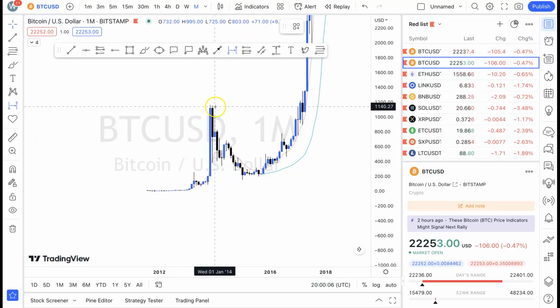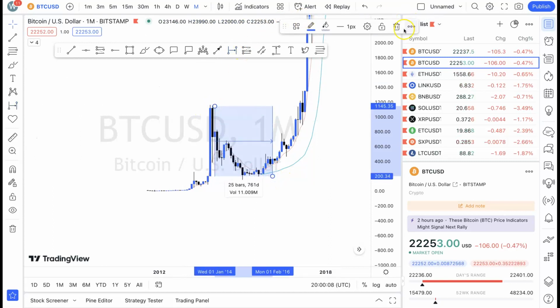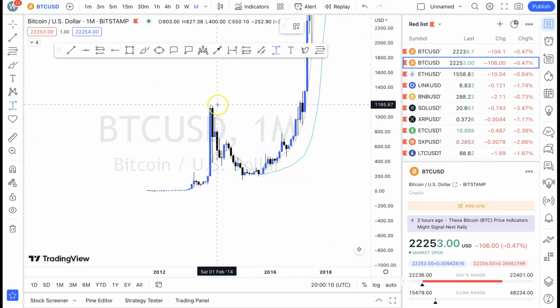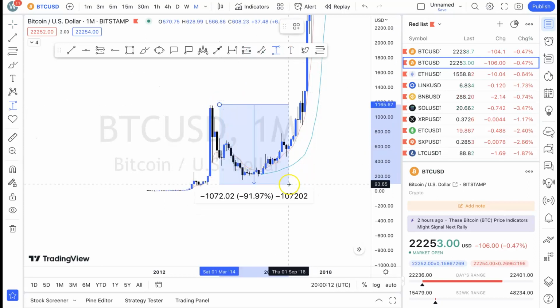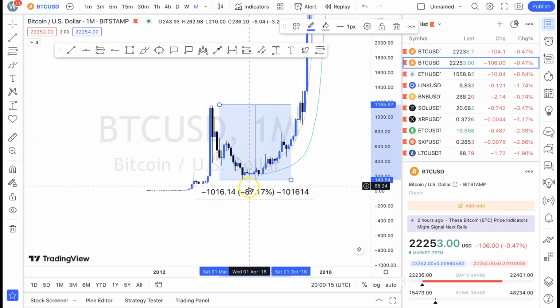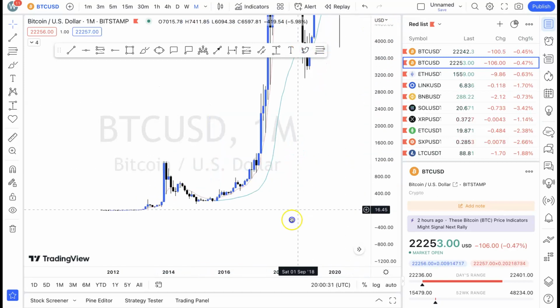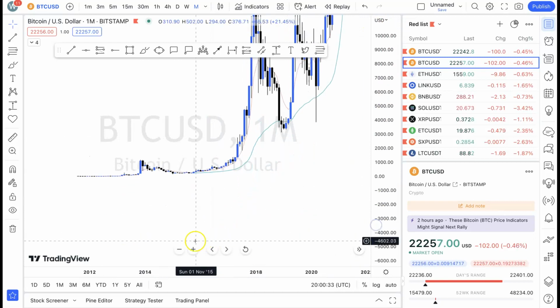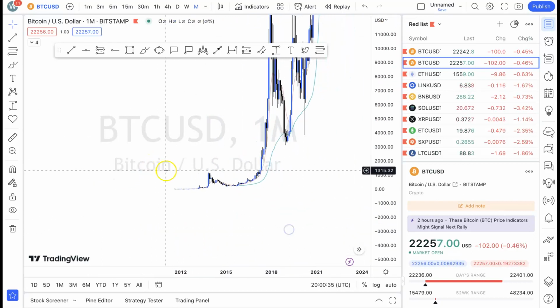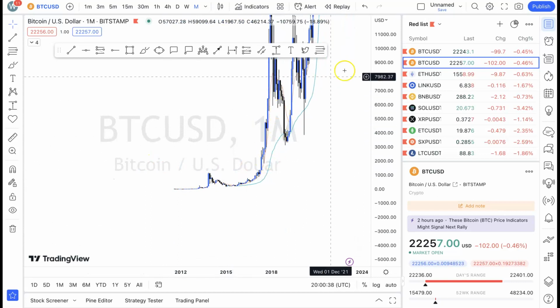Then what happened? We saw a retracement, massive retracement to the downside. So if you measure, about 87% retracement, right? And then price stayed on there for a couple of years. See this? This is 2013, 2015, right? So price stayed on there for a while. Then we had another bull run. So 2015, we had another bull run here.